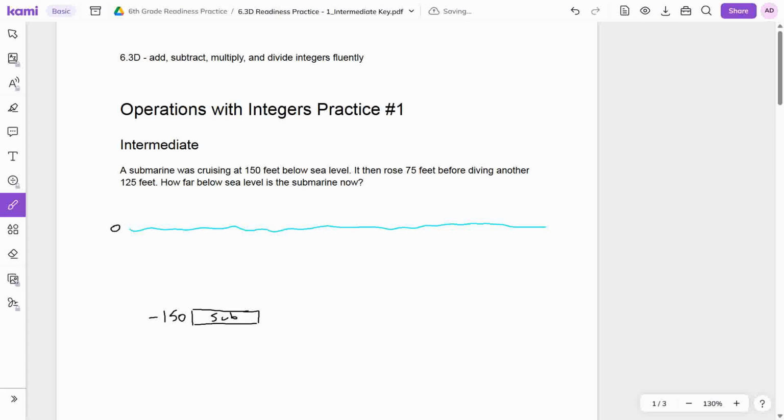Now it rose 75 feet. Okay, so my sub is going to come up here. And it rose, so it actually got closer to the surface. And then it dove another 125 feet. So it ends up lower than it started right here. So that's going to be a minus 125. So here's my question. How far below sea level is it now?